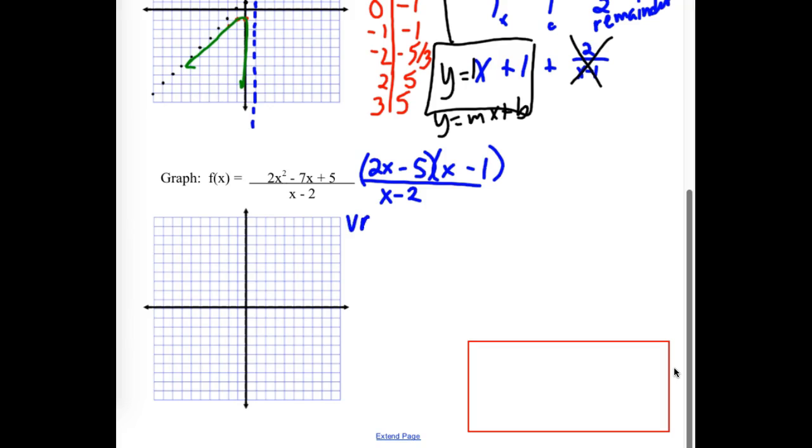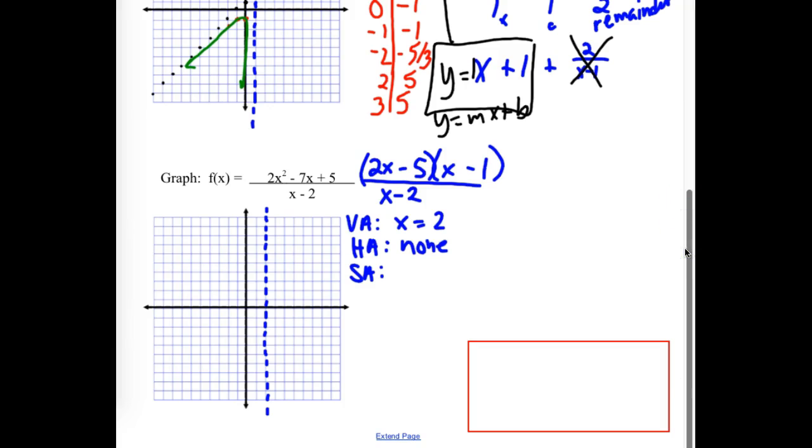So let's go through our list. Vertical asymptotes, anything that makes the bottom 0, the denominator 0. A 2, so x equals 2. It's going to be a vertical one. Okay, horizontals. Look at your degrees. Top degree is a 2, bottom degree is 1. Top degree bigger means what? None. Is there going to be a slant asymptote? Is your top degree 1 bigger than your bottom degree? Yes. All right, let's go ahead and find it.